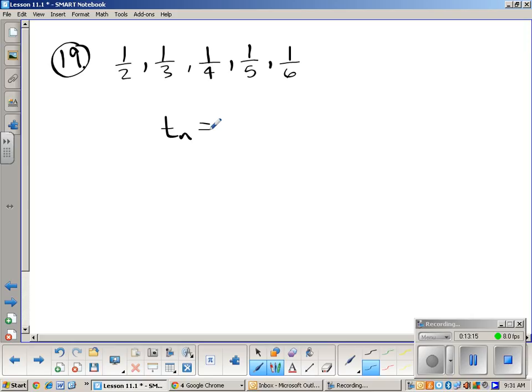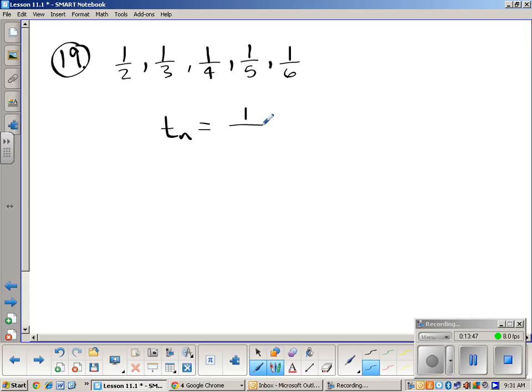What's happening in this sequence? The bottom number is increasing by 1 each time. What's happening on the top? It's the same. Okay, so how might I start my sequence? 1 over n? Plus 1 over n plus 1? Yeah, that sounds right.